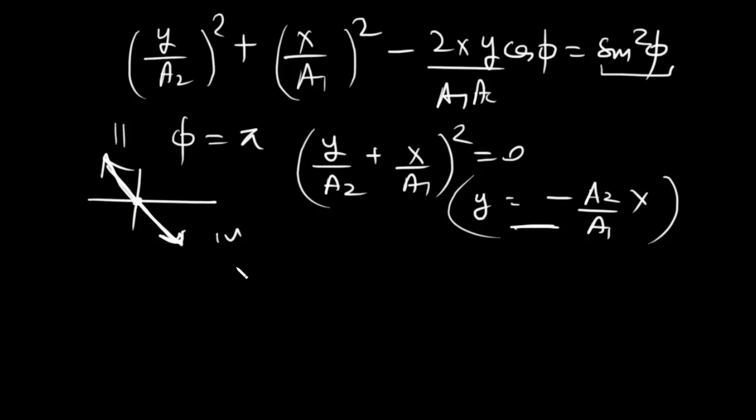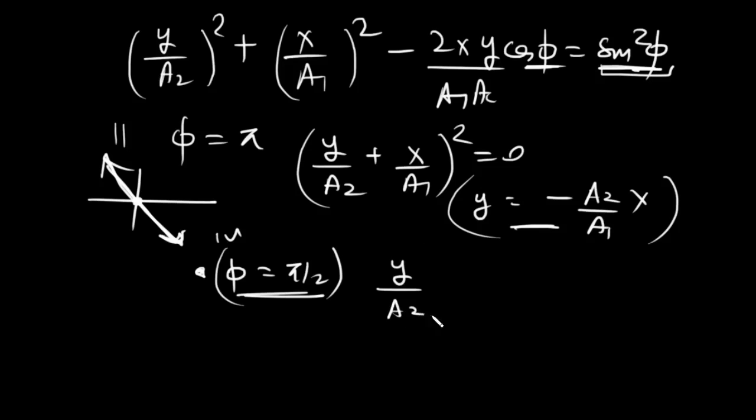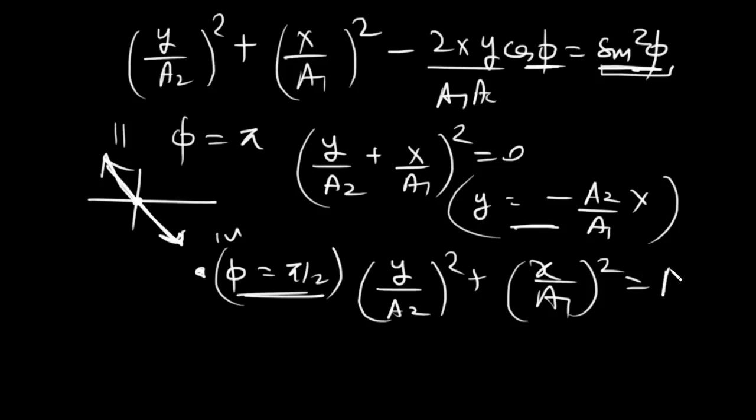Okay, suppose we say that phi is pi over 2. Now what happens? If phi is pi over 2, this would be 1 and this would be 0. So we are left with (y upon a2) whole square plus (x upon a1) whole square to be 1. This is the equation of an ellipse. If you recall, (x by a) whole square plus (y by b) whole square to be 1. This is 1. Okay, so this is an equation of an ellipse.